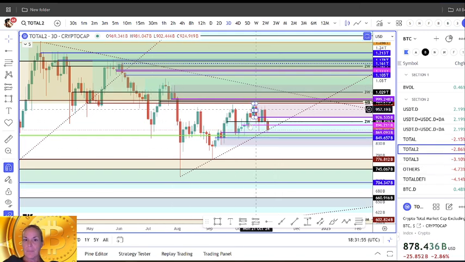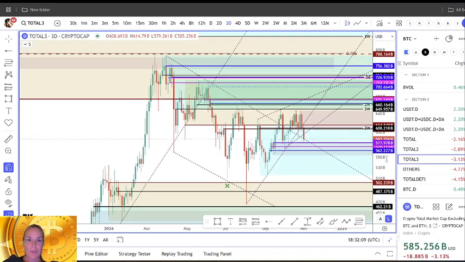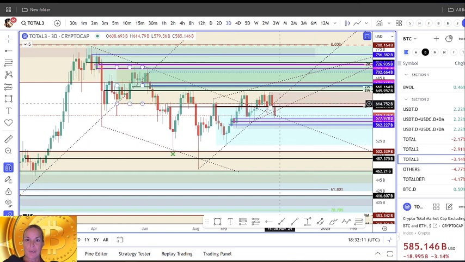But again, starting to make supply here. And my bias is, once you've had 1, 2, 3 tests on this demand, I'm not overly confident this demand is going to continue to hold. And we see similar reflected in Ether, which again I'll get to. Total 3, same again, but weaker because we're seeing alts coming down much more.